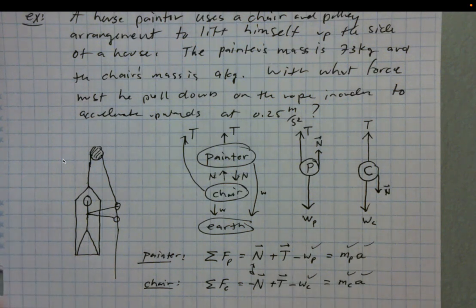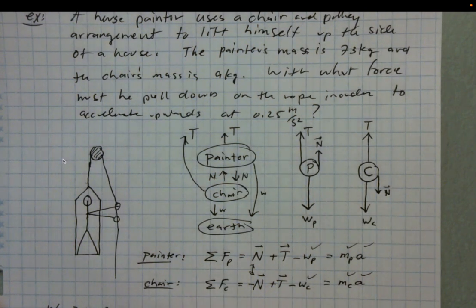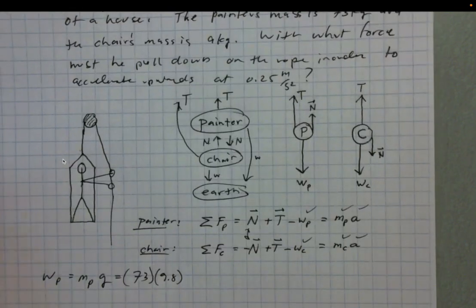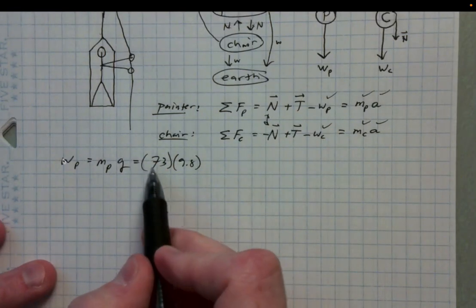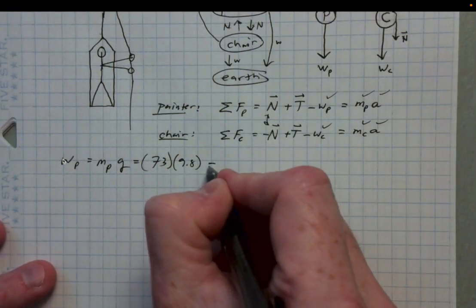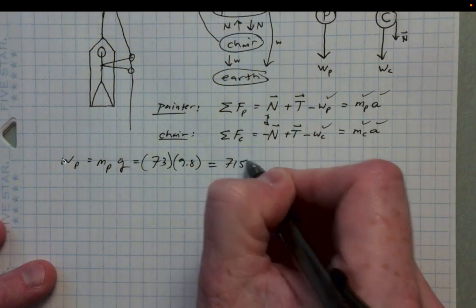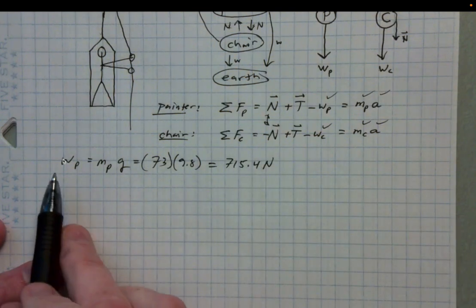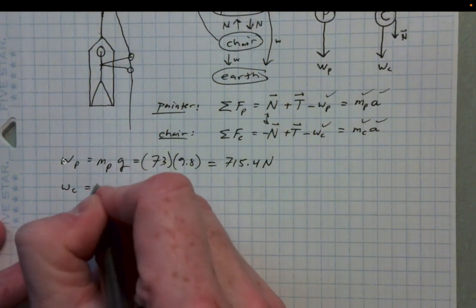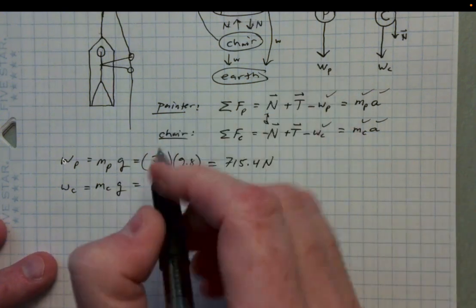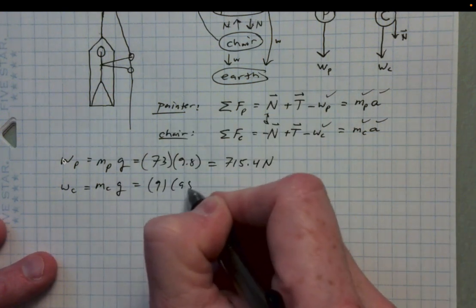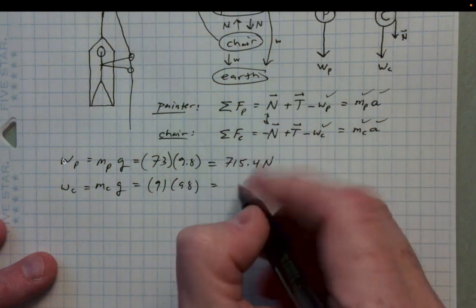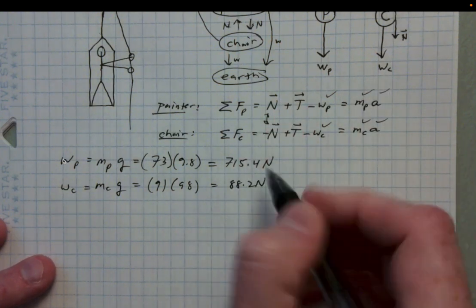First, let's figure out what all these quantities are. What is the weight of the painter? It's the mass of the painter times gravity. So it's 73 times 9.8. I'm leaving the units off just because this will get a little messy otherwise, but you know this is kilograms, and that's meters per second squared. And so we get 715.4 newtons. That's the weight of the painter. The weight of the chair is the mass of the chair times gravity. So that's 9 times 9.8, and there we get 88.2 newtons. So we've got these two.